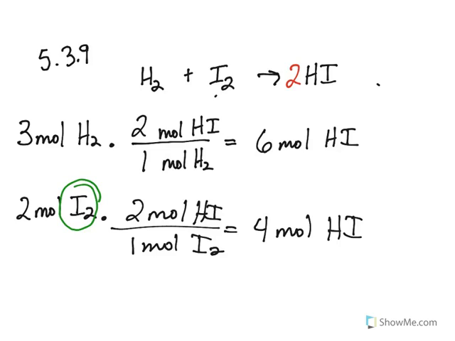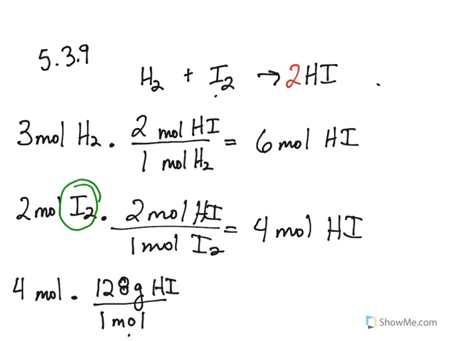Now, to figure out the theoretical yield, we're going to take our 4 moles of HI and convert that into grams of HI, and if we add it up from the periodic table, the molar mass is 128 grams per 1 mole, which is going to give me a theoretical yield of 512 grams.